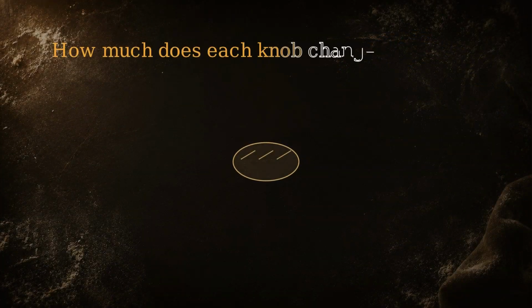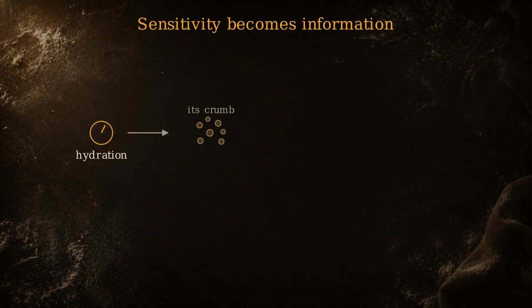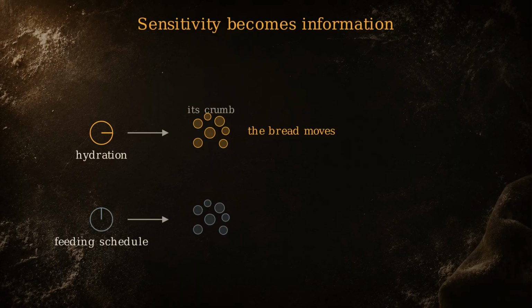Nudge the hydration, and the crumb changes. You can watch it open up. Nudge the feeding schedule by the same amount, and nothing. The bread comes out the same. That difference, how much the loaf moves when you turn a knob, is exactly what a model means by information. The more a parameter shows up in the data, the more the data can say about it.